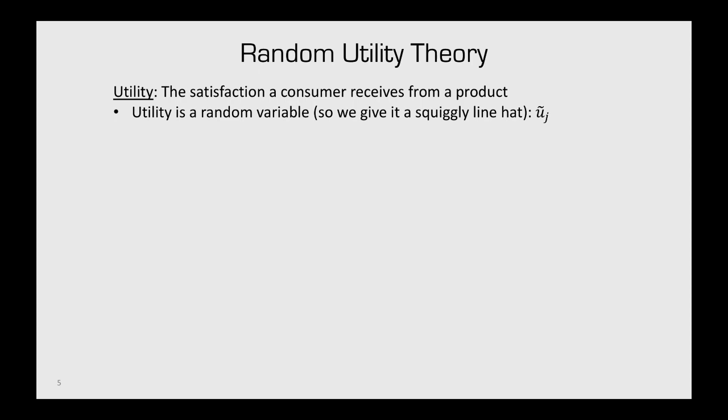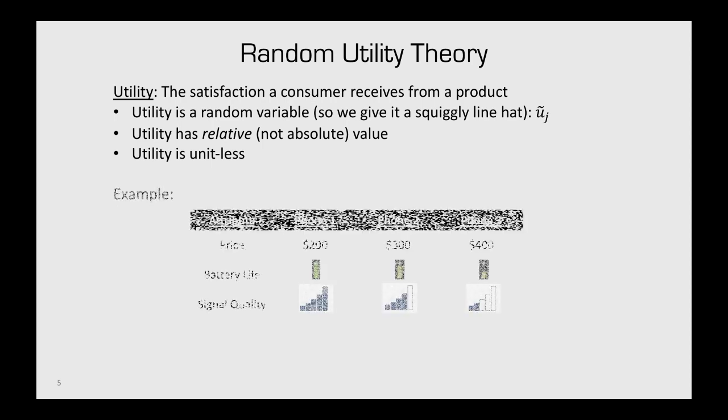So usually you have multiple products that you're making a choice from, and you're going to compare their utilities. Utility has a relative value, not absolute. We can only really compare the utility of one product to another, and it doesn't have any units. This is not a really concrete concept. It's pretty abstract. It's just a numeric value that can be used to compare relative to other alternatives.